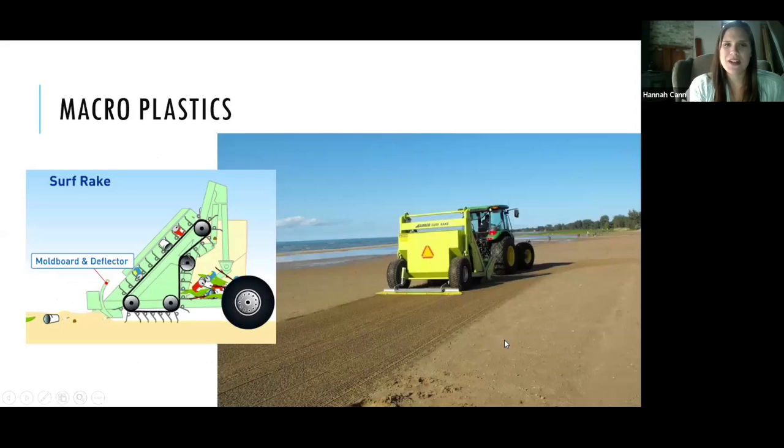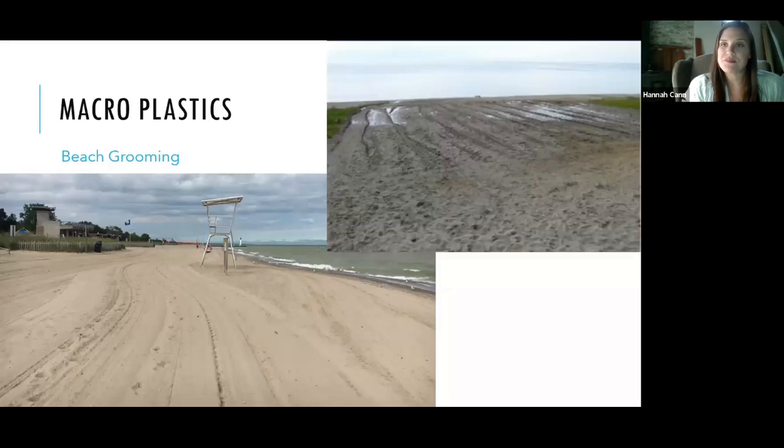Okay, so macroplastics. This item here, pulled behind the tractor, is called a Barber surf rake. As you can see in this diagram, there are small tines within the machine that sift through the upper layer of sand, collecting macroplastics, things that are larger than 2.5 centimeters typically. Then they get put into this reservoir, and they can be dumped when they get off the shoreline. We see beach groomers, as they're typically called, all over the southeastern shores. The problem with them is that because they fluff up that top layer of sand, it allows that sand to become airborne, and it blows further inland as the winds come off the lake.